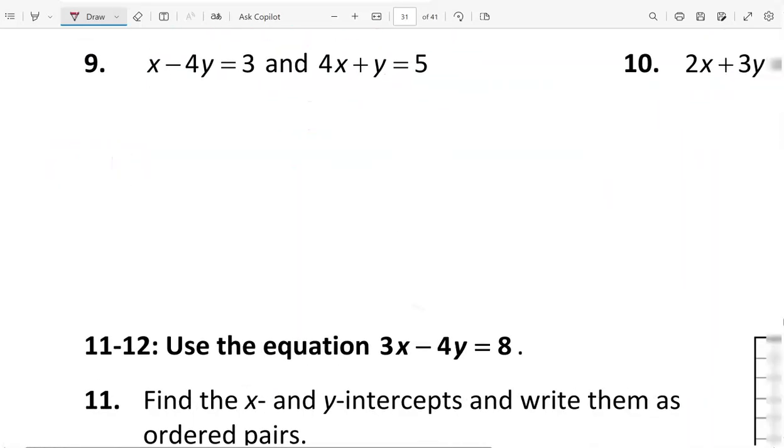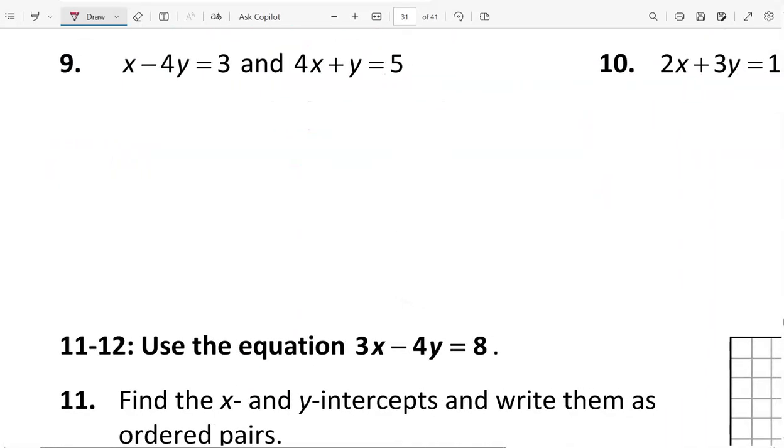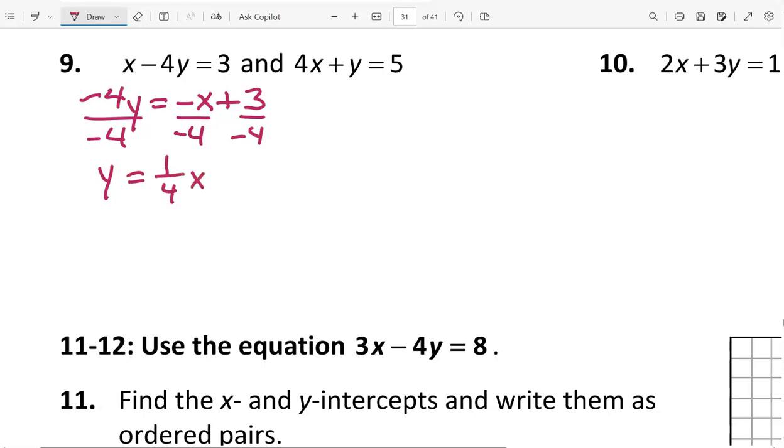In number 9, our equations are not in slope-intercept form, so in order to find the slopes, we'll need to move them into slope-intercept form. So -4y is equal to -x plus 3, dividing by -4, all terms. The slope is +1/4.